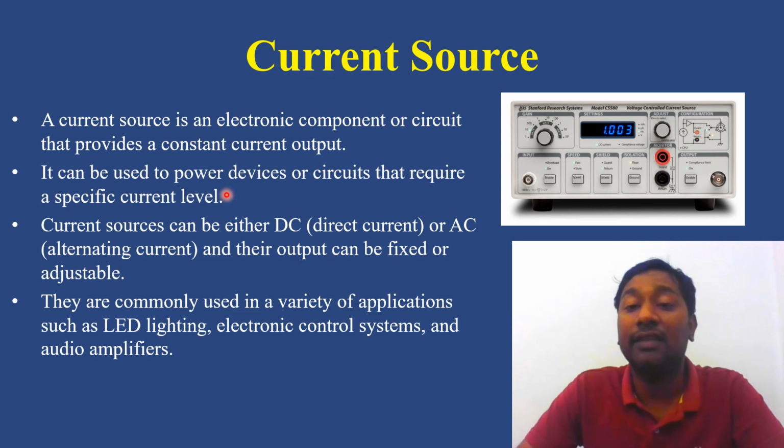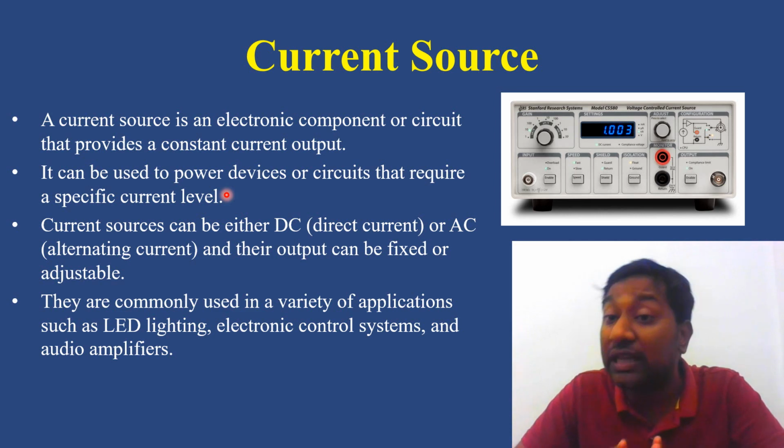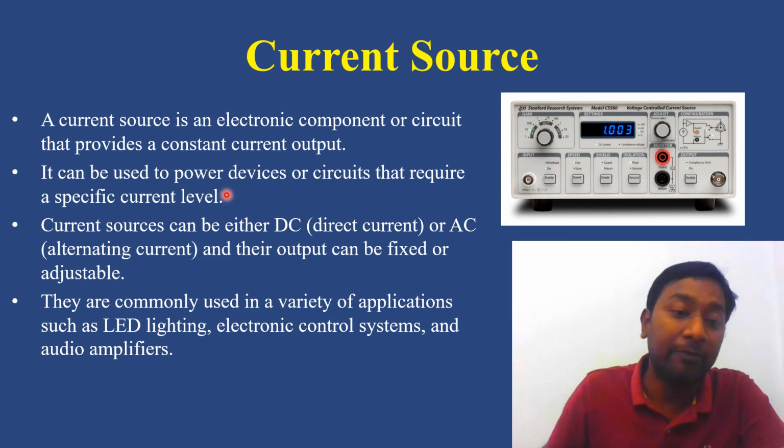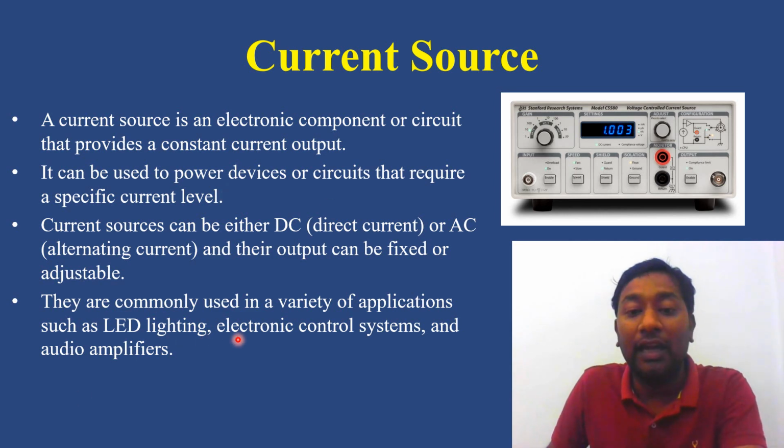So these are the overall things that come in current source. Current source is an electronic component or circuit that provides a constant current output. One of the major important points is that it provides a constant current output. It may be used in LED lighting, electronic control systems, and audio.